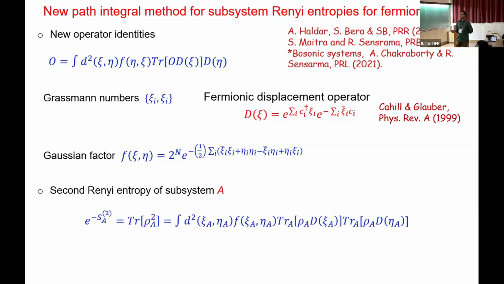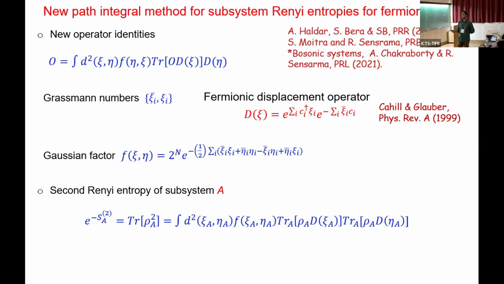Now you can see that a simplification happens. You can take the operator to be the reduced density matrix. The reduced density matrix will be only a function of the c dagger c in the A subsystem. So you can apply this identity for one factor of rho A. I am discussing the second Rényi entropy: one factor of rho A, and then multiply with another rho A. Then you will find that the second Rényi entropy is related to this object. It's just from this operator identity.